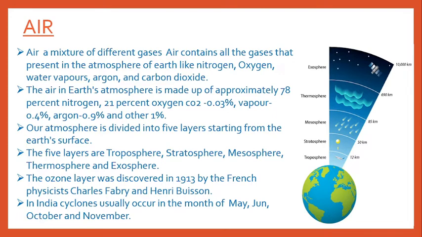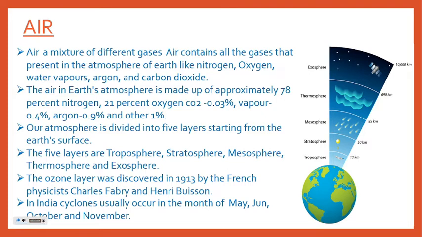And the fourth one is the thermosphere. The fourth layer is the thermosphere. It extends nearly 690 kilometers. This is the fourth layer of the Earth's atmosphere. In this layer, we can see rockets. In the thermosphere, we can see a rocket.